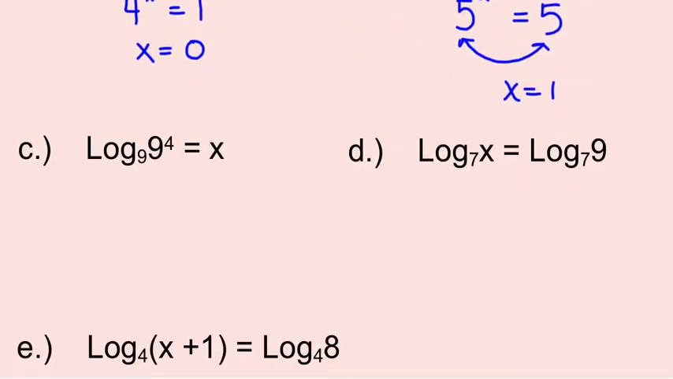Next one, logarithm base 9 raised to 9 to the 4th. This is the inverse property. So you're left with just x equaling 4. Two examples left. Logarithm base 7, logarithm base 7, the one-to-one property, then says x equals 9.